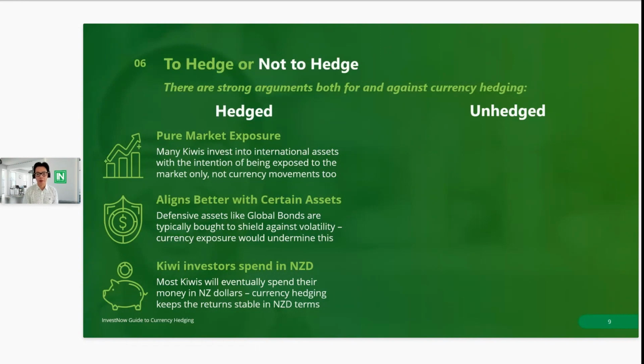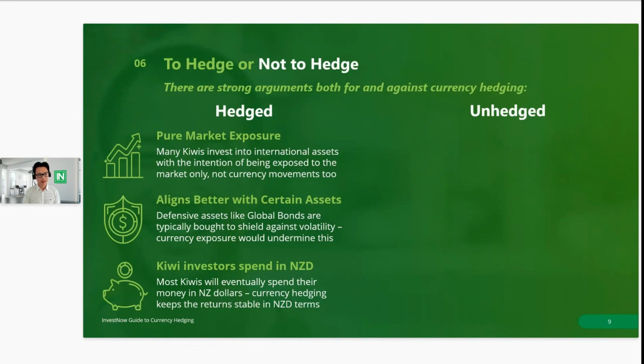So that's why most New Zealand fund managers would almost always hedge global bonds 100%. And equally with global property, you'll probably get somewhere around a 90% hedge ratio, which is what the BNZ survey has shown us recently when they go through the survey of all the fund managers and how they approach hedging.